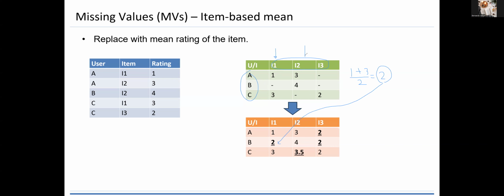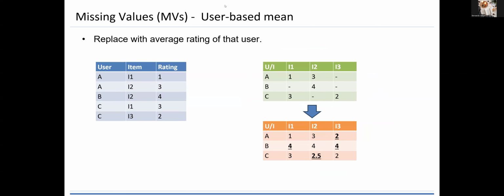Let's check item 2. It is 3 plus 4 divided by 2, so it is 3.5. So 3.5 is the replacement value for the missing value. For item 3, we have only one value, which is 2. So we can just put 2 as the replacement.